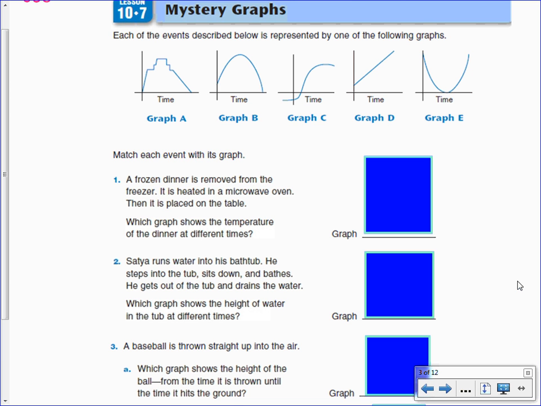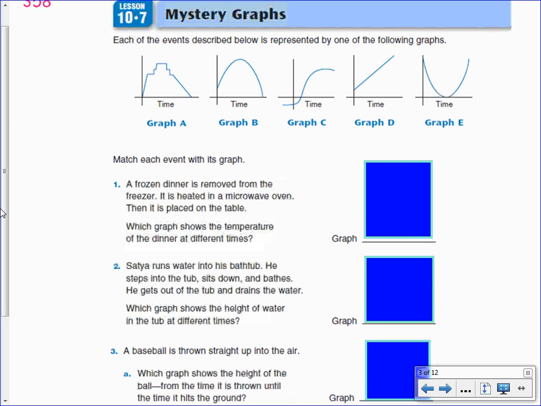So in the first one it says, a frozen dinner is removed from the freezer. It's heated in a microwave oven. Then it's placed on the table. Which of those graphs do you think can match? So you think about, what would the Y label be in this case? If it's talking about time on the bottom, a microwave dinner, you take it out of the freezer, you put it in the microwave. What do you think the Y label would be?